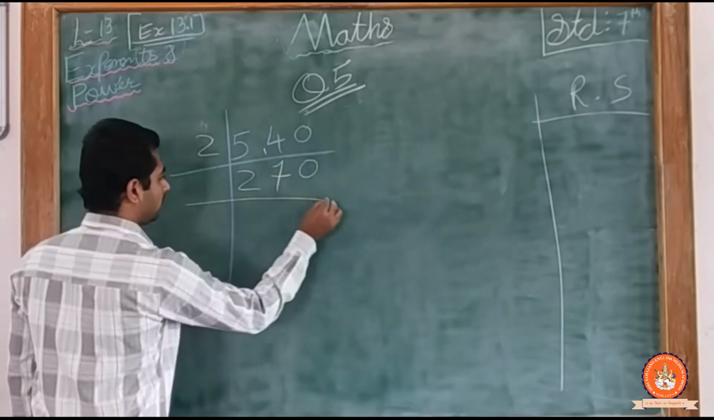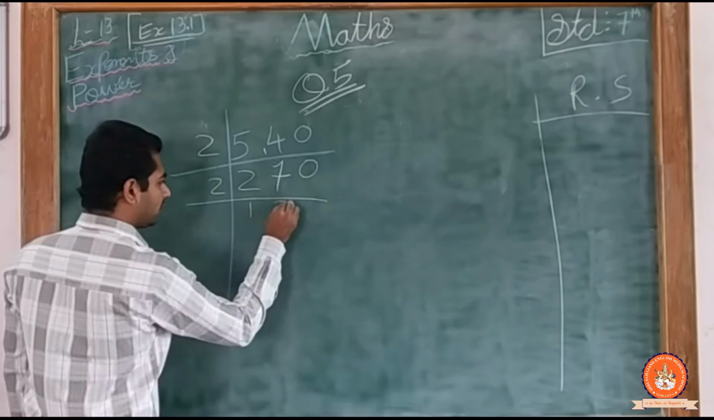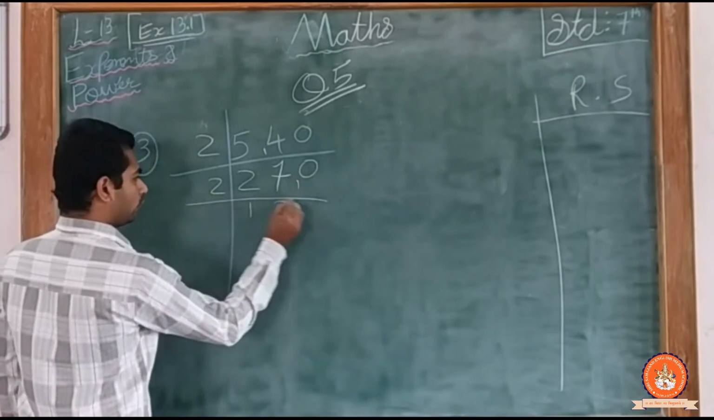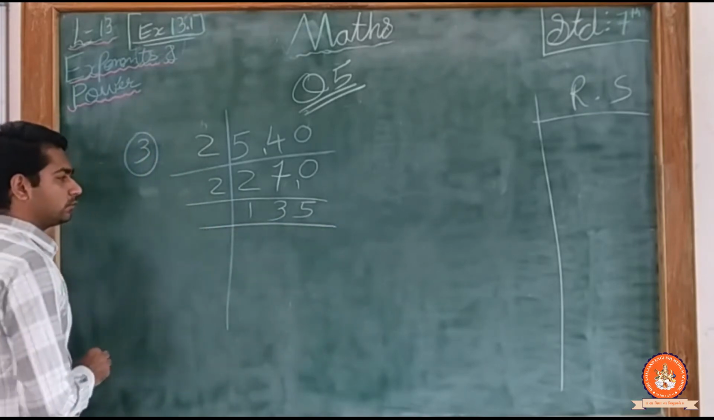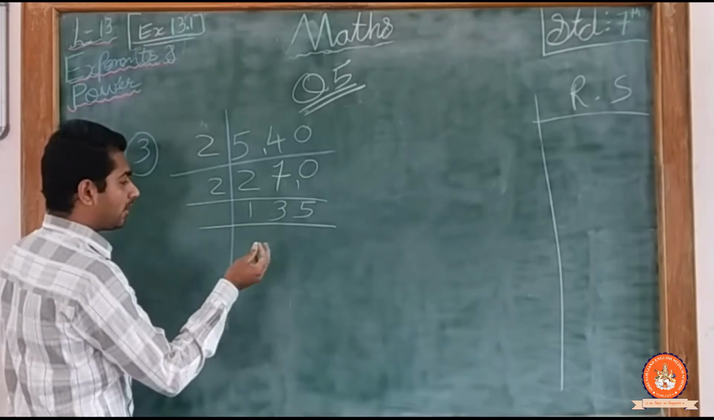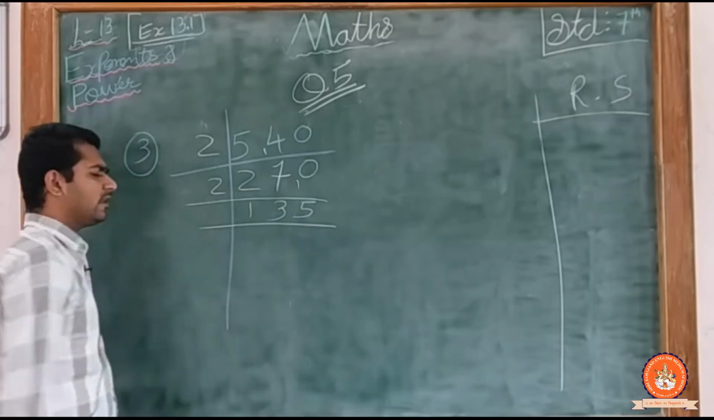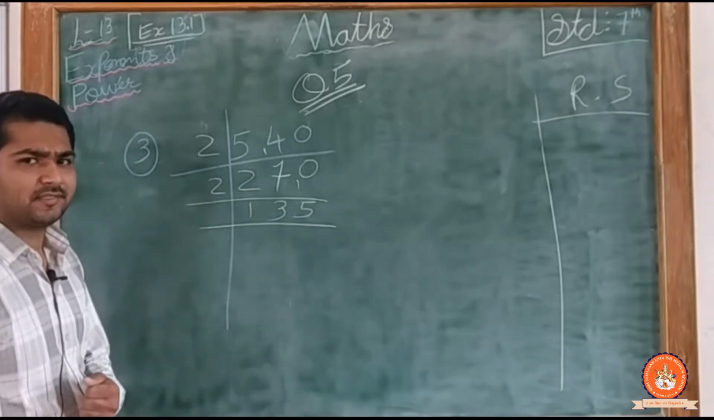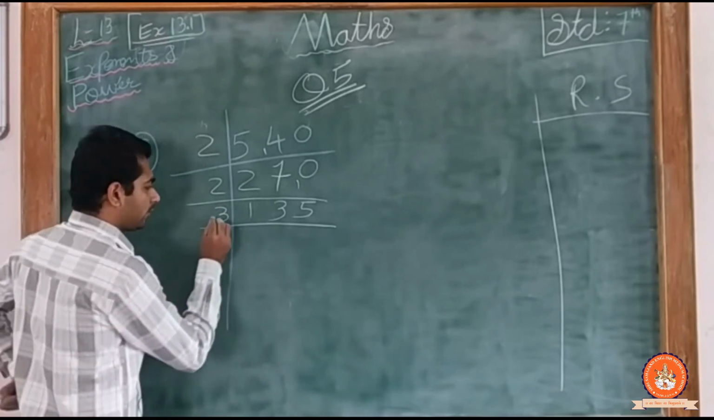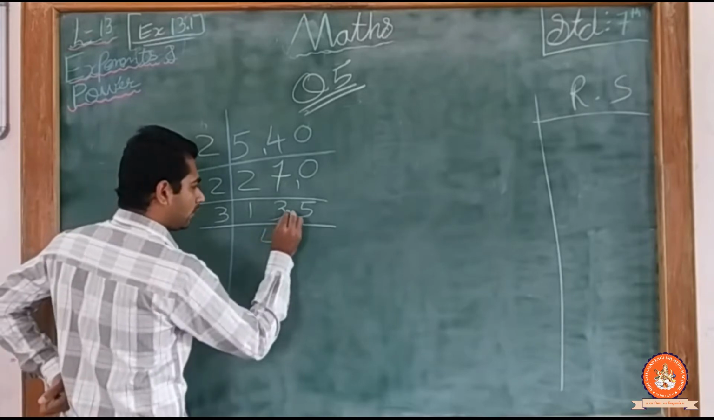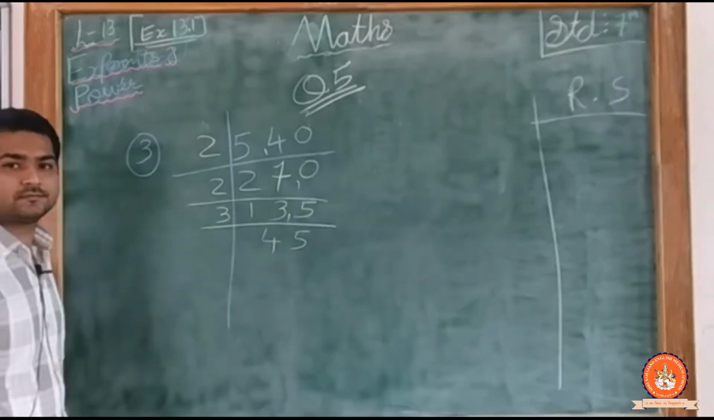Done. Now again dividing by 2. 2 1s are 2. 2 3s are 6. 1 here. 2 5s are 10. Divide by 2. Let's try to divide by 2. 2 6s are 12 and plus 1. It will not divide by 2. Let's try with 3. 3 4s are 12. It is divisible because 3 4s are 12. 1 here, that means 15. So I can write here 3 5s are 15.